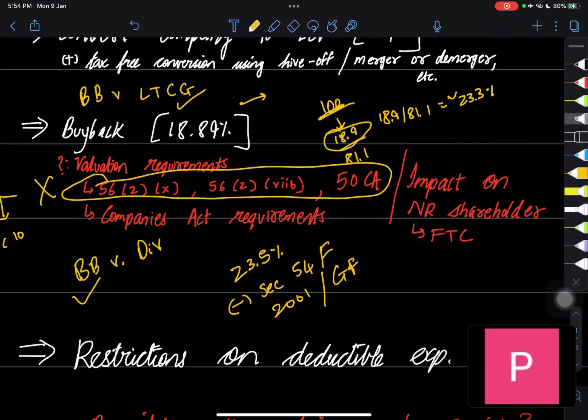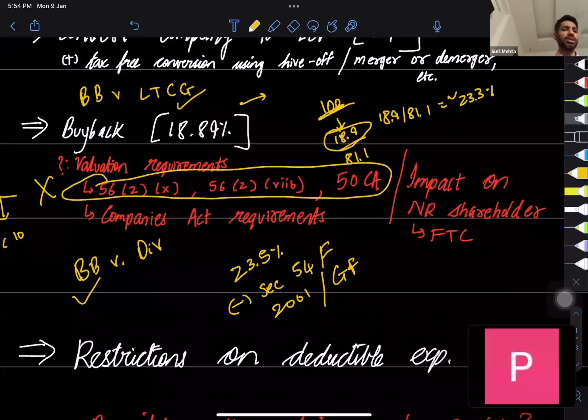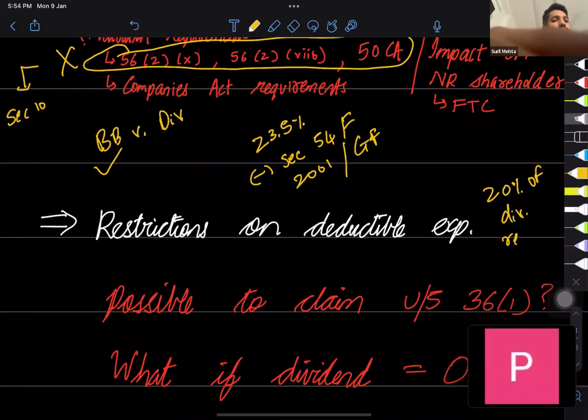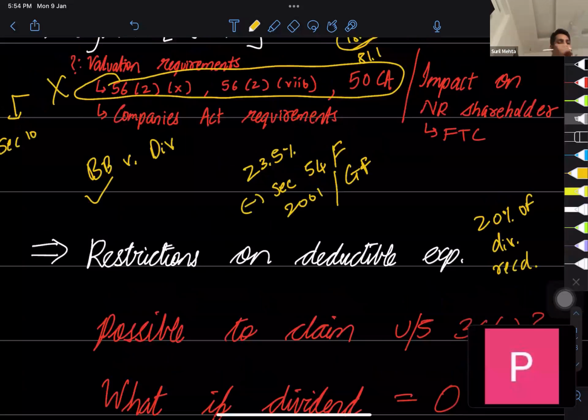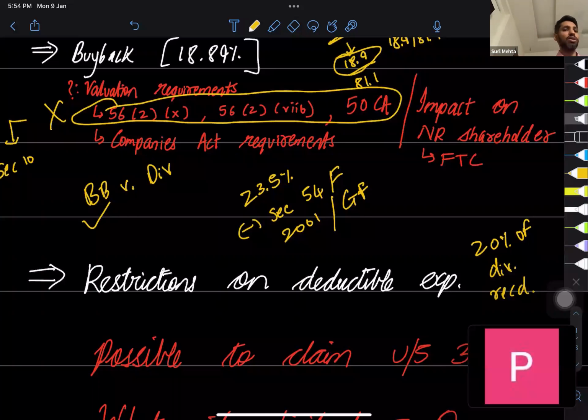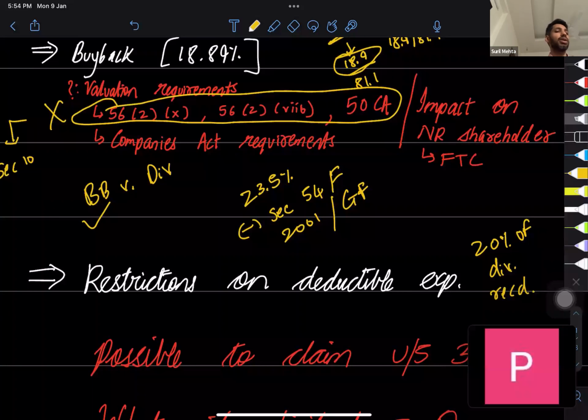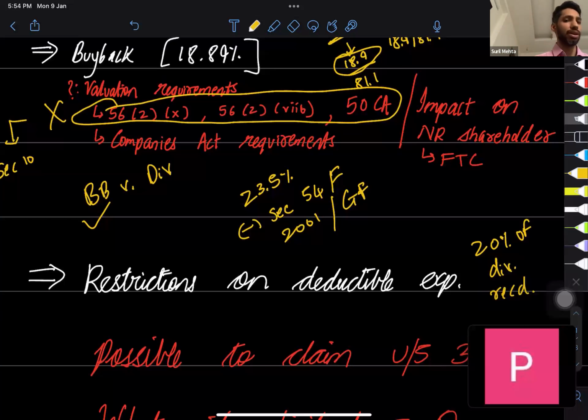However, there's Section 57 that prohibits deductible expenditure beyond 20% of the dividend received. Right? This is a new provision. It's a provision full of loopholes. So I'll tell you a few loopholes which are there. If the dividend is zero, you can't say that the expenses you can deduct are zero. If the dividend is zero, you can claim 100% deduction, right? Because it says the restriction is 20% of the dividend received. If no dividend is received, this section itself is inapplicable, right? So that's one of the loopholes.